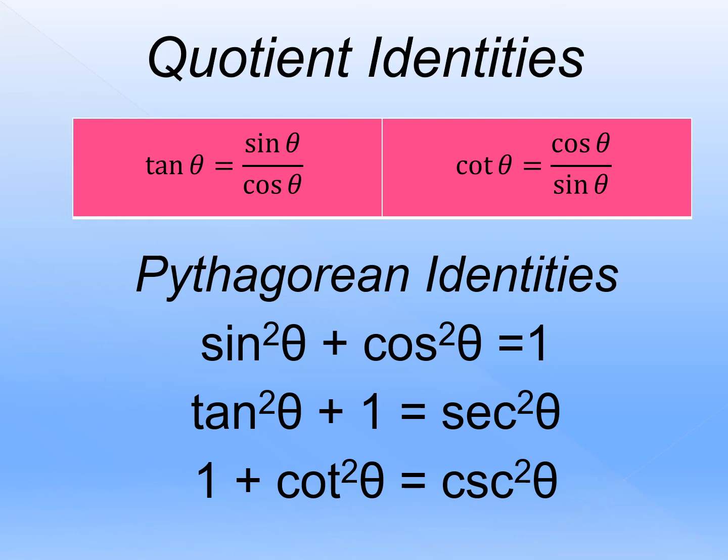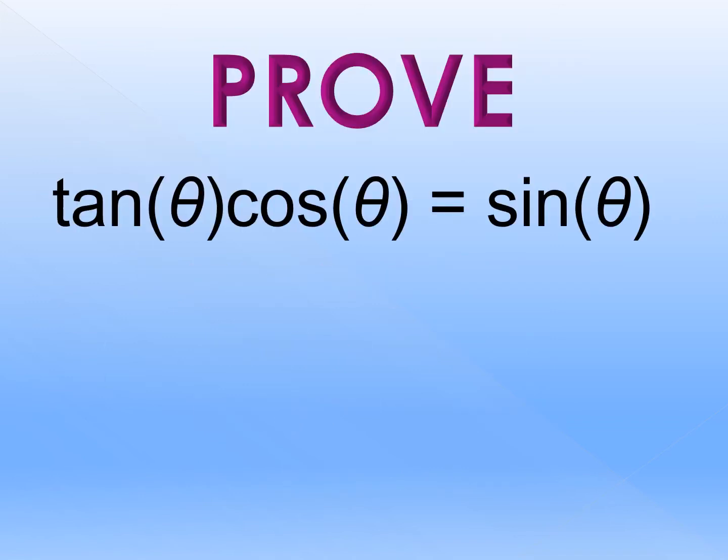So, we need to familiarize ourselves with those identities because we're going to apply them so that we can prove trigonometric identities. Let's try an example. Let's prove tangent theta cos theta is equal to sine theta. In proving, we need to prove that the right side is equal to the left side. There are three ways. Either you simplify the right side, or you simplify the left side, or you simplify both sides.